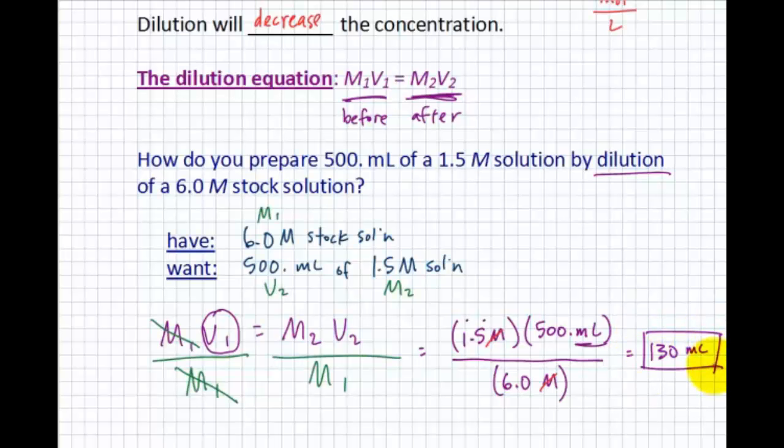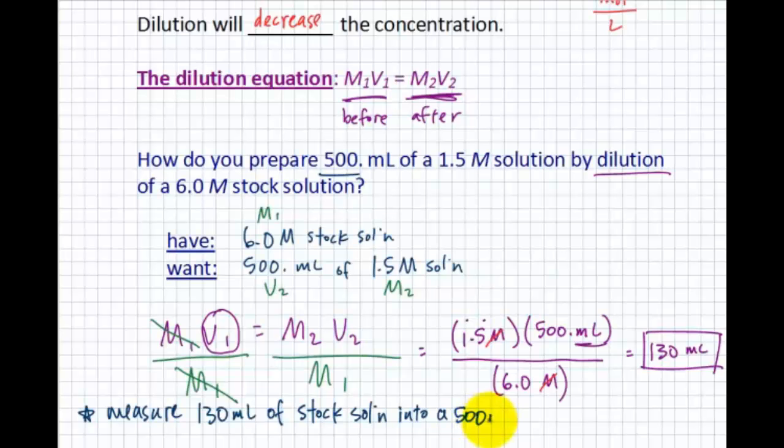But what does that mean? If I want to make 500 milliliters of a 1.5 molar solution, and if I already have a 6 molar stock solution, what I actually have to do is measure 130 milliliters of the stock solution into a 500 milliliter volumetric flask. Then dilute it to 500. Okay, we're going from 130 milliliters to 500 milliliters, right?